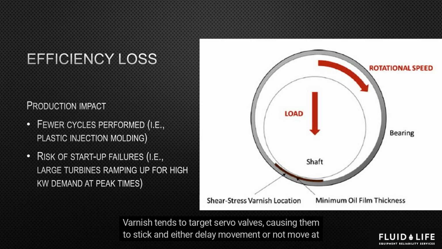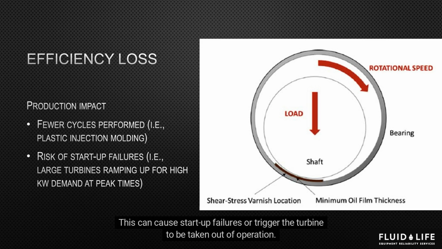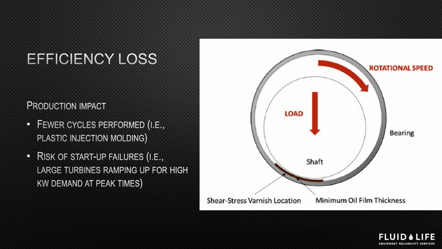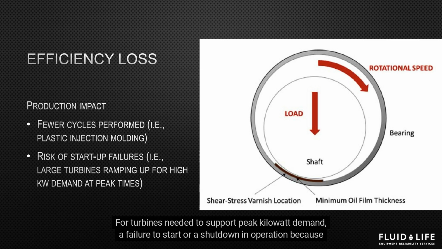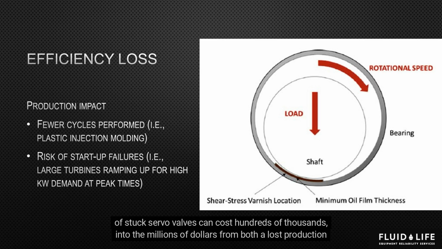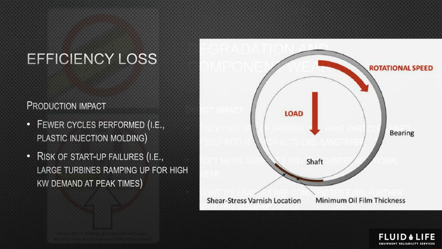Varnish tends to target servo valves, causing them to stick and either delay movement or not move at all. This can cause startup failures or trigger the turbine to be taken out of operation. For turbines needed to support peak kilowatt demand, a failure to start or a shutdown in operation because of stuck servo valves can cost hundreds of thousands into the millions of dollars from both a lost production and repair perspective.